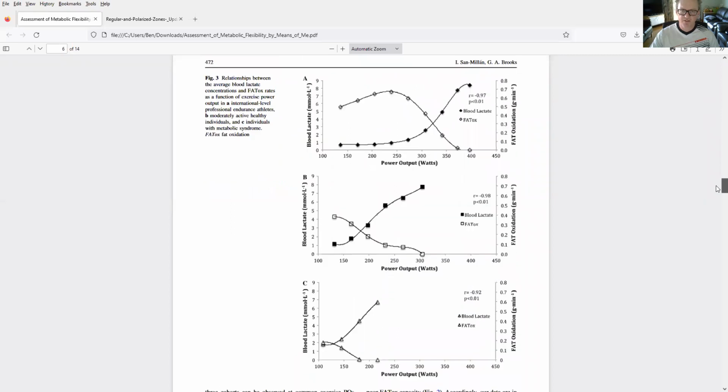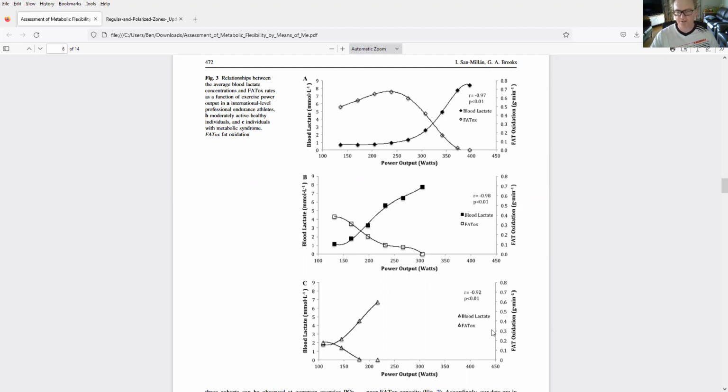So he is a coach of Tour de France winning cyclists. So here we have a data set. The top graph, A, is elite level cyclists. B is moderately trained or recreational, so you, me, everyone, unless there's anyone elite watching this, which would be nice. And below that, someone with metabolic syndrome.